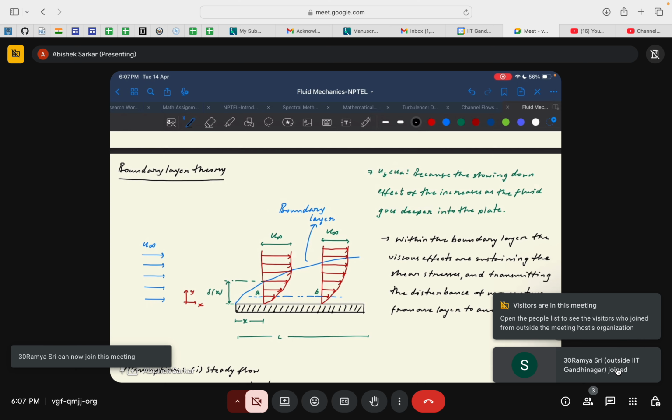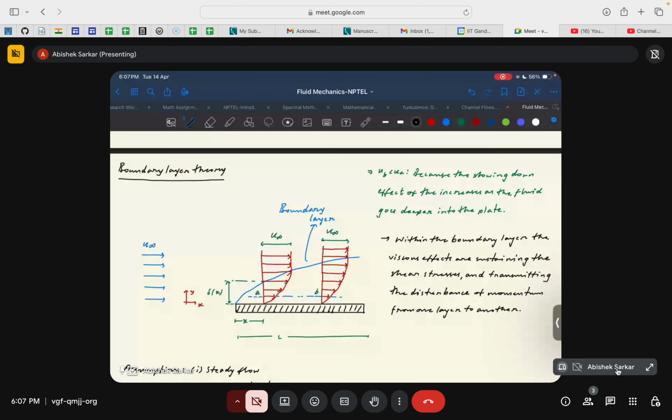And the assignment problems for this course from week 1 to week 12 would be more than enough for your exams, and the problem solving questions that we have done in the sessions would be enough, I guess. So with that, let us start the boundary layer theory.